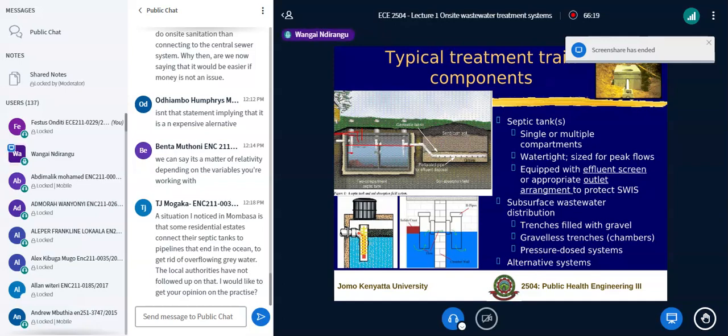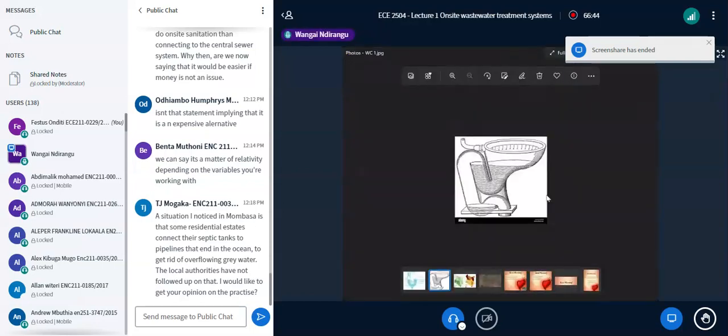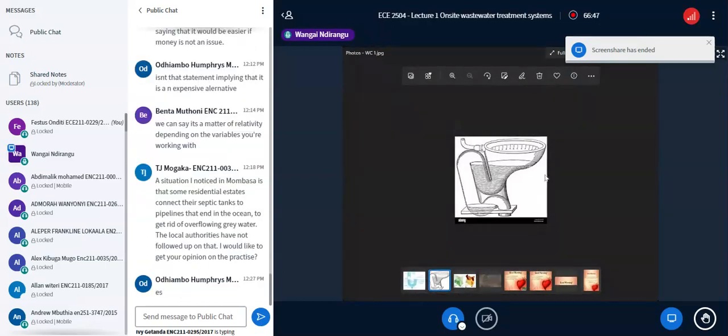Let me just try and explain something I want to do. Let me share my screen. I hope you can see my window. There's an image there of a toilet. Confirm you can see it?